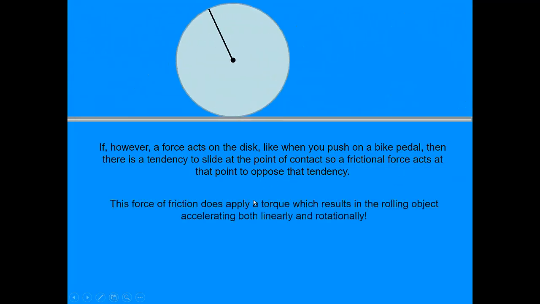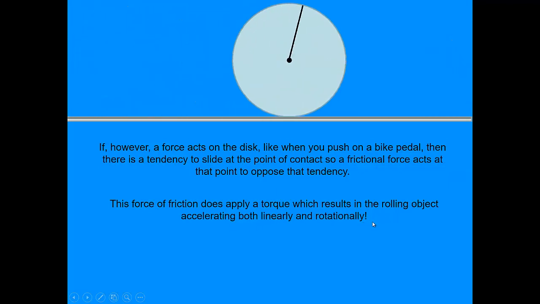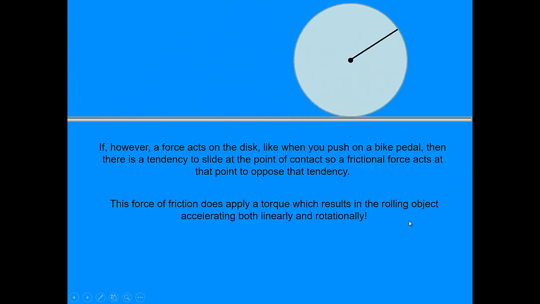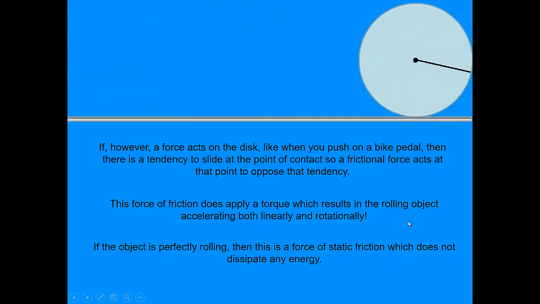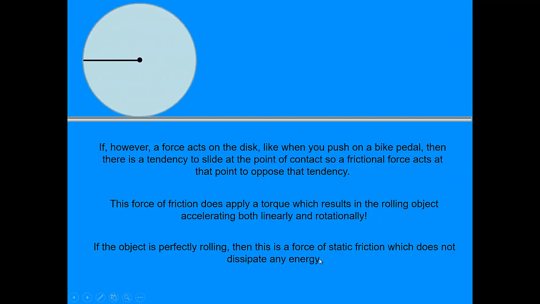And so then it ends up, the rolling object accelerates linearly and rotationally. The speed of the center of mass changes, and the angular velocity changes. Now, if it's perfectly rolling, this would be a static friction force, because then the bottom doesn't slip with respect to the ground. And if it's static friction, it doesn't dissipate any energy along the way.